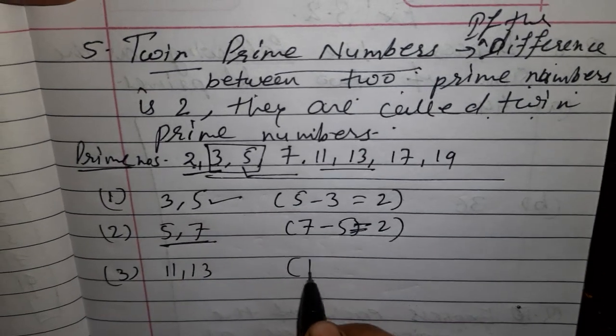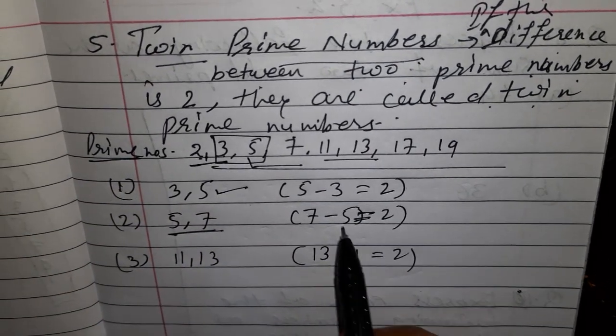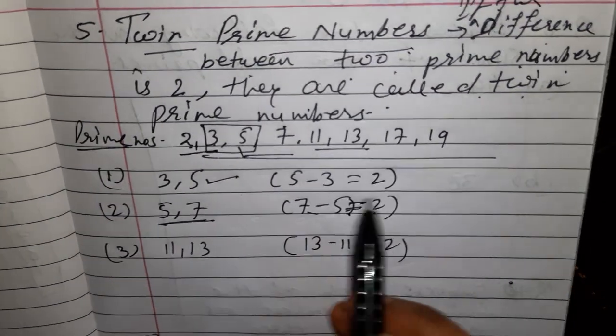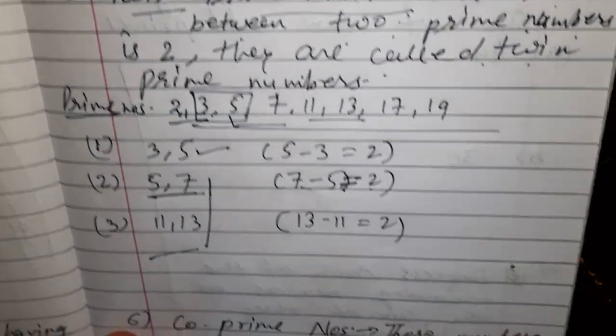Okay, 13 minus 11 equal to 2. So when the difference between two prime numbers is 2, those prime numbers are called twin primes.